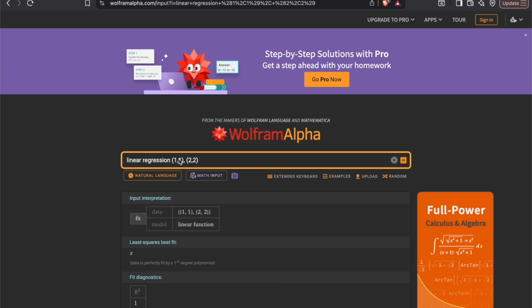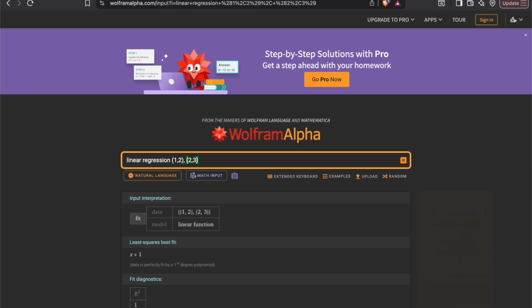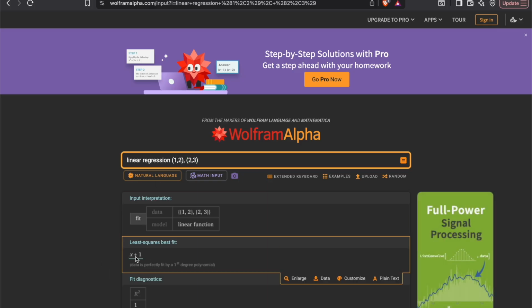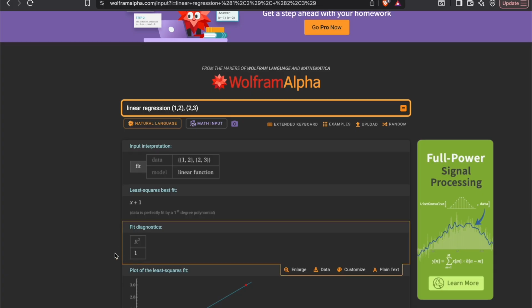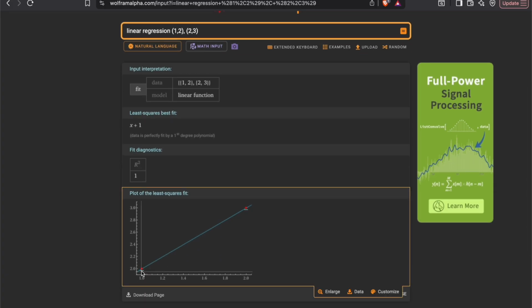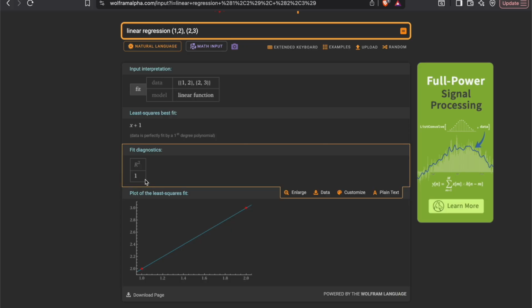Let me drive that point home. Let's make this a 2 and a 3. The slope should be 1, and it should go through at 1, so it should be x plus 1. There you go. So the least squares best fit is x plus 1. And look, r squared is equal to 1 because it's exact. There's no error. The total distance is 0, right? And so that means it's a perfect fit, so r squared is equal to 1.